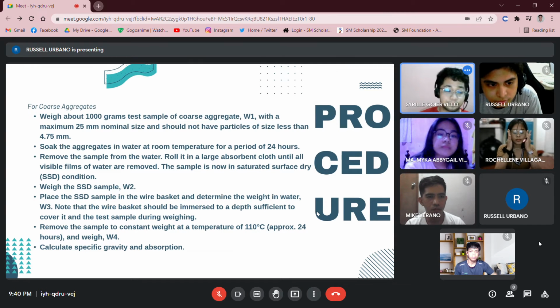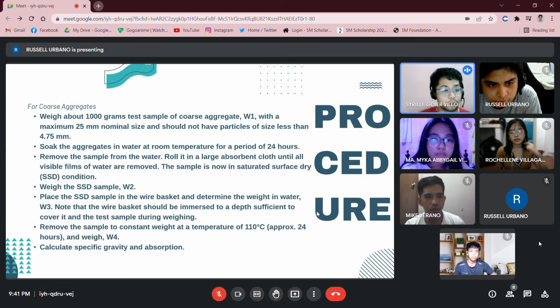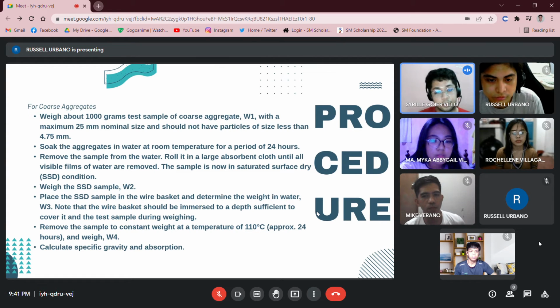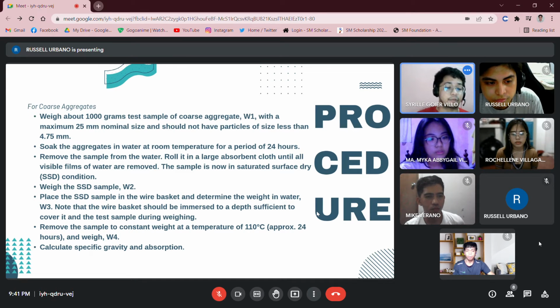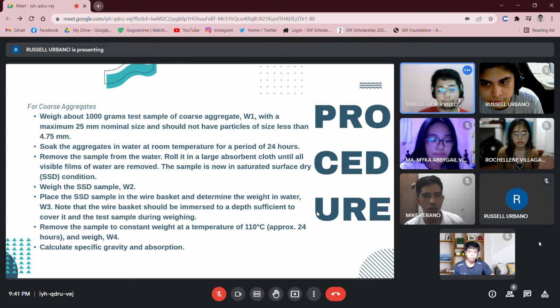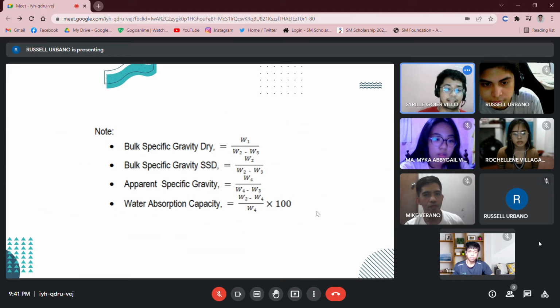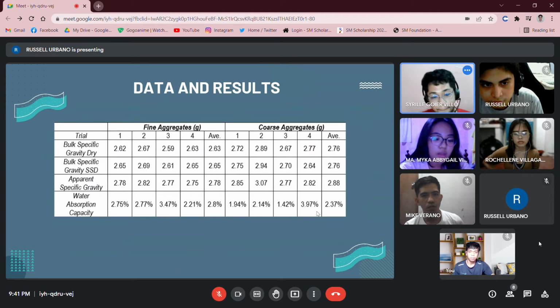weighing. Dry the sample to constant weight at a temperature of 110 Celsius for 24 hours, and this is weight 4. Calculate the specific gravity and absorption. Next, that is the formula for coarse aggregates.